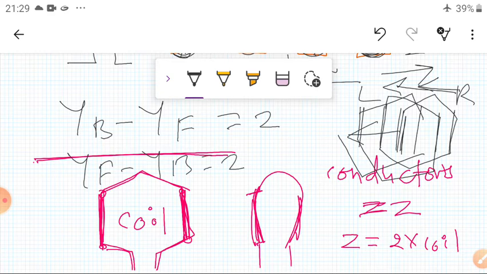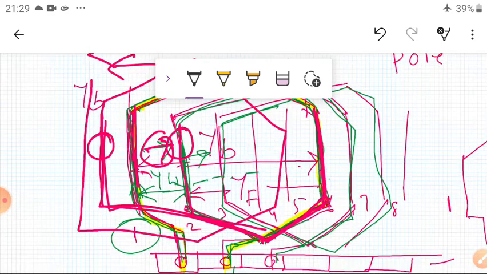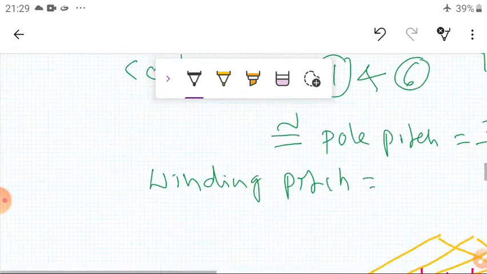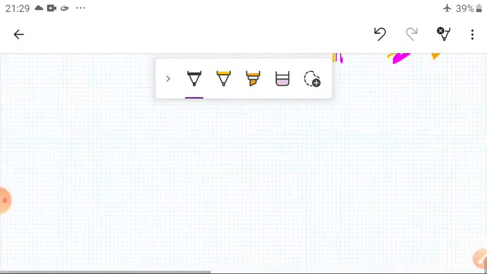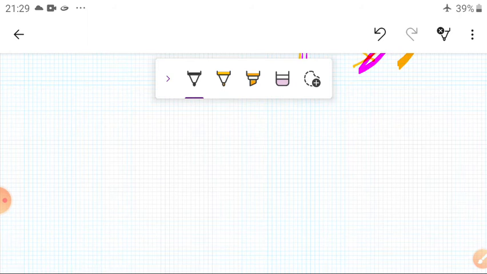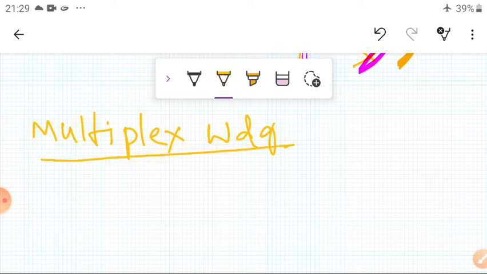Another small topic is multiplex windings. What do you mean by multiplex winding? Let us see. It is very easy. Multiplex, you know multiplex theaters. Multi means more. For example, we can take one winding.